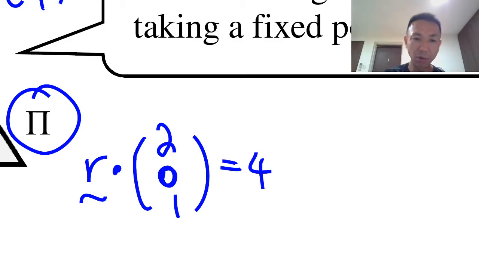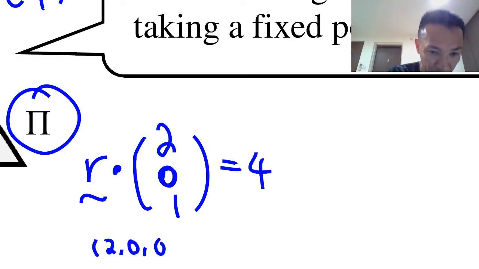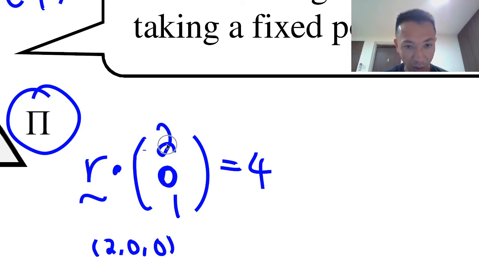You may tell me, oh, I know, (2, 0, 0). Why? Because when I take (2, 0, 0) dot this, I get equals to 4. Any pair of x, y, z that can satisfy this will be a point on the plane. So, for convenience, I just take (2, 0, 0).